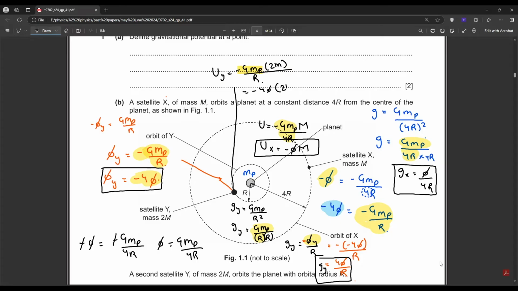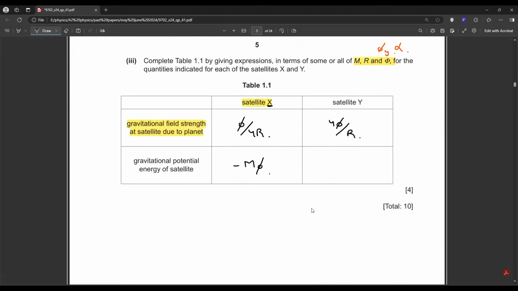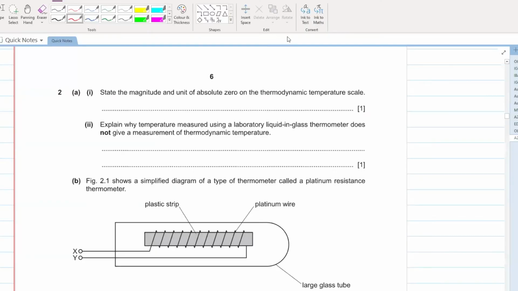And what further can you do? You can multiply it with the mass 2m to get your final answer as minus 8m phi as your gravitational potential energy at satellite Y. Let's write it here. Minus 8m phi. Simple. This marks the end of this question.